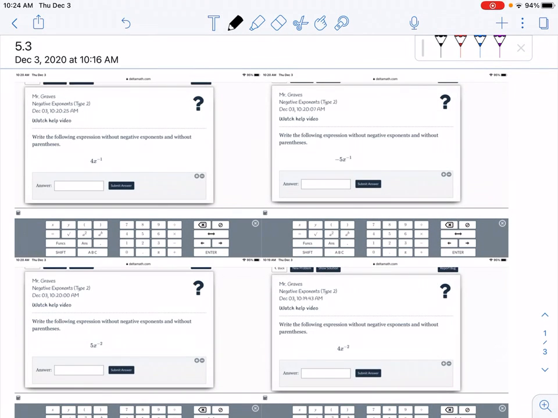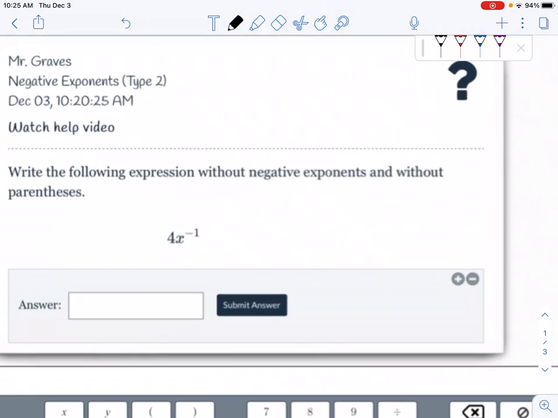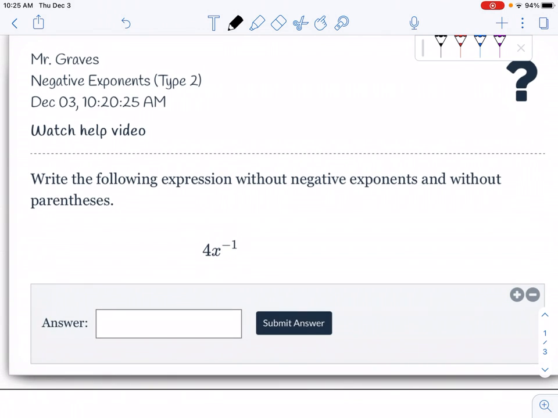All right, we're taking a look at 5.3, continuing to work with exponents and exponent rules, properties of exponents. First thing we're going to do though is revisit some concepts from 5.1, because you will be practicing that in Delta Math. You'll be given a problem like this. It says write the following expression without negative exponents and without parentheses.